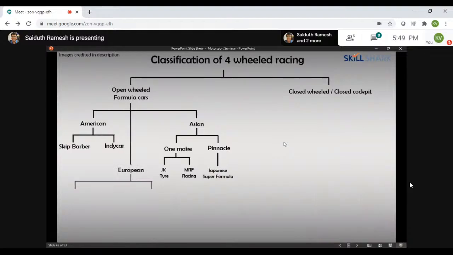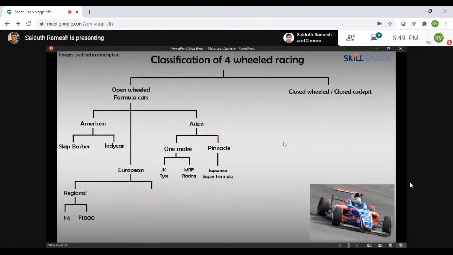Now we go to the European series. So you have junior regional series, something called Formula 4 and Formula 1000. I'm not sure much about Formula 1000, but it is there. Formula 4 is more well known. So you have specific series in Italy and in England, and a few other places as well. So this is basically a British Formula 4 car, and what they use is a 1.6-liter Ford engine for the one make chassis.